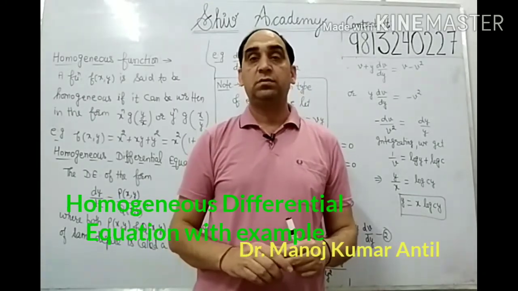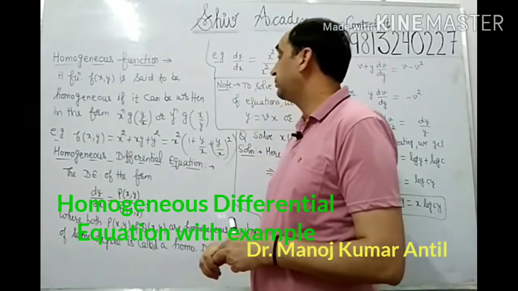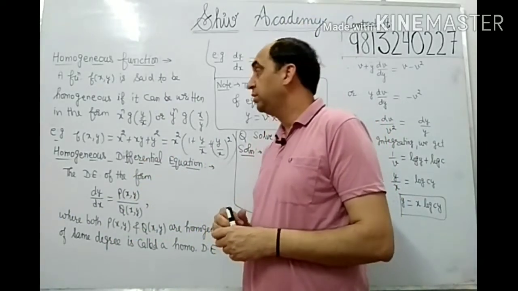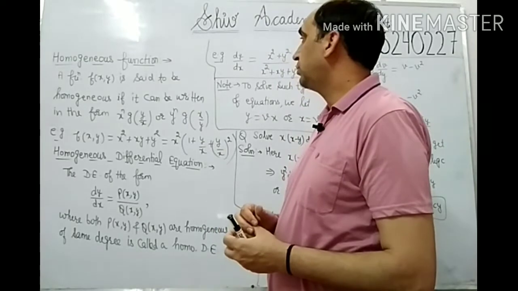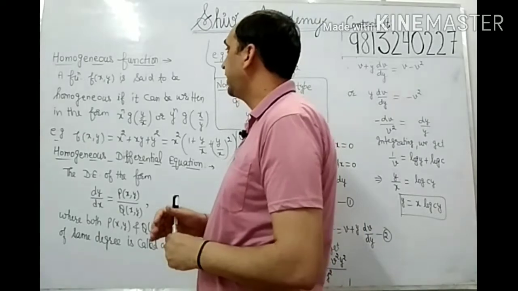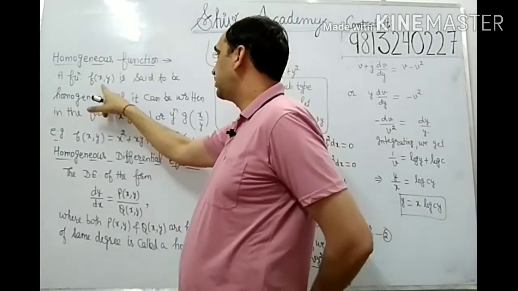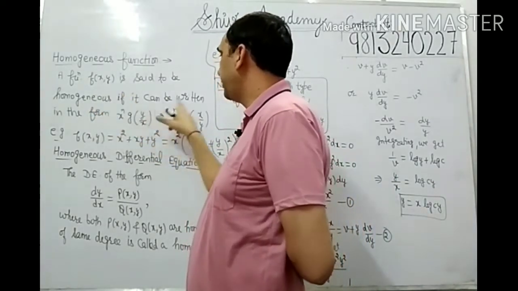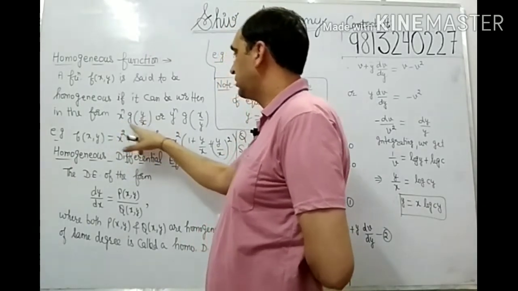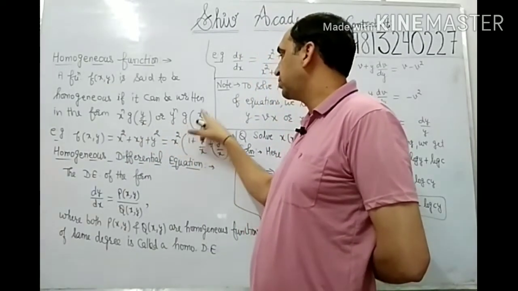So, dear students, in this video, I am going to tell about some homogeneous function and the homogeneous differential equation. If you talk about the homogeneous function, we are taking a function of two variables x and y. Then we are saying that this function is homogeneous if it can be written in the form x to the power n function of y by x, or y to the power n function of x by y.